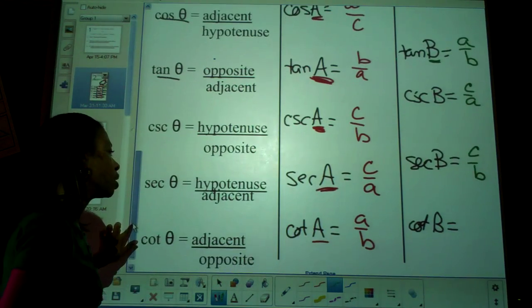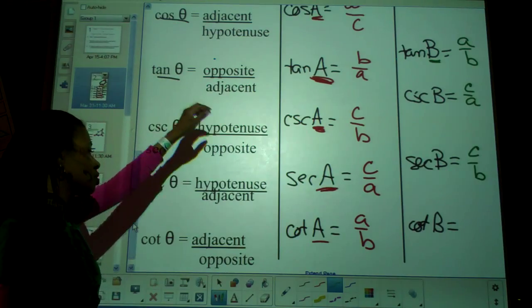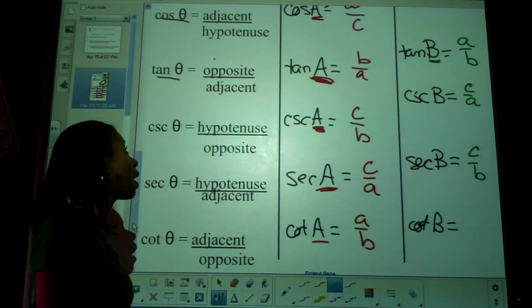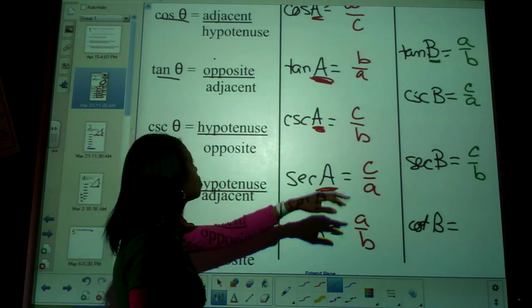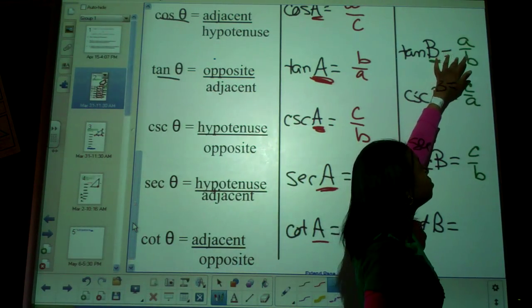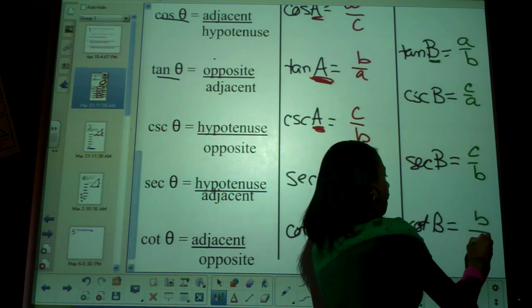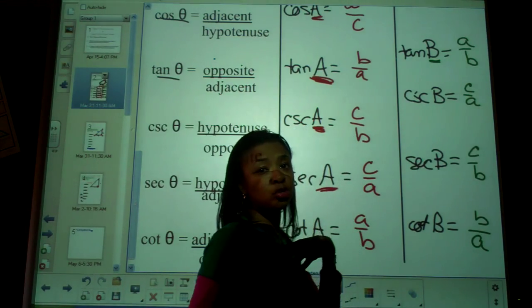Now, finally, cotangent is just the reciprocal of tangent, which is the adjacent over the opposite. So I can go with a tangent and cheat and just do B over A. And that is trig identities.